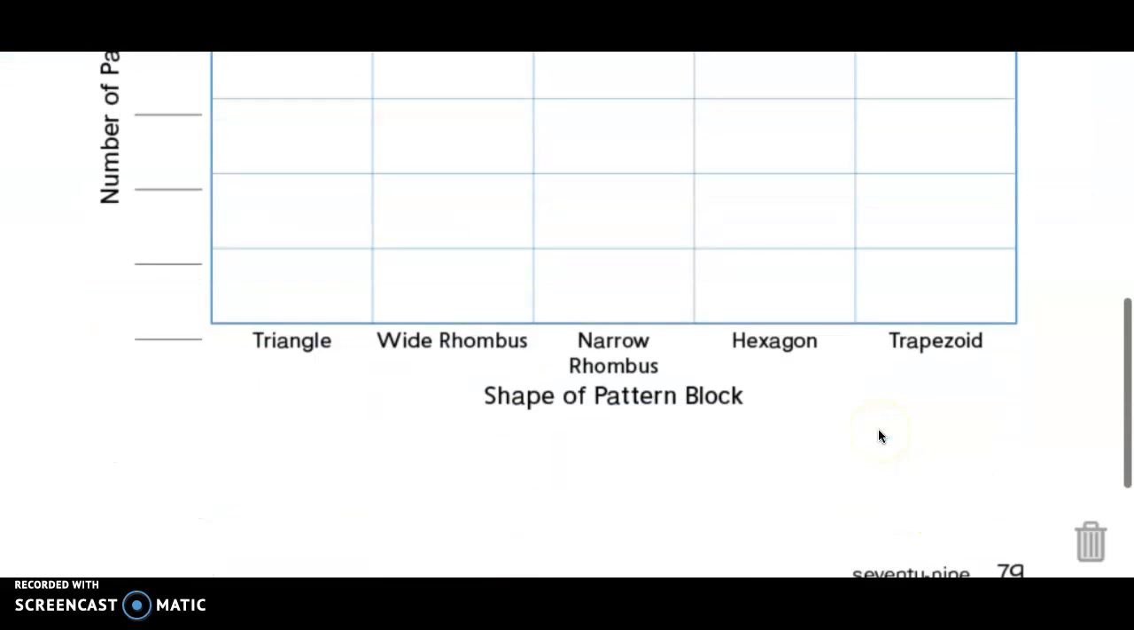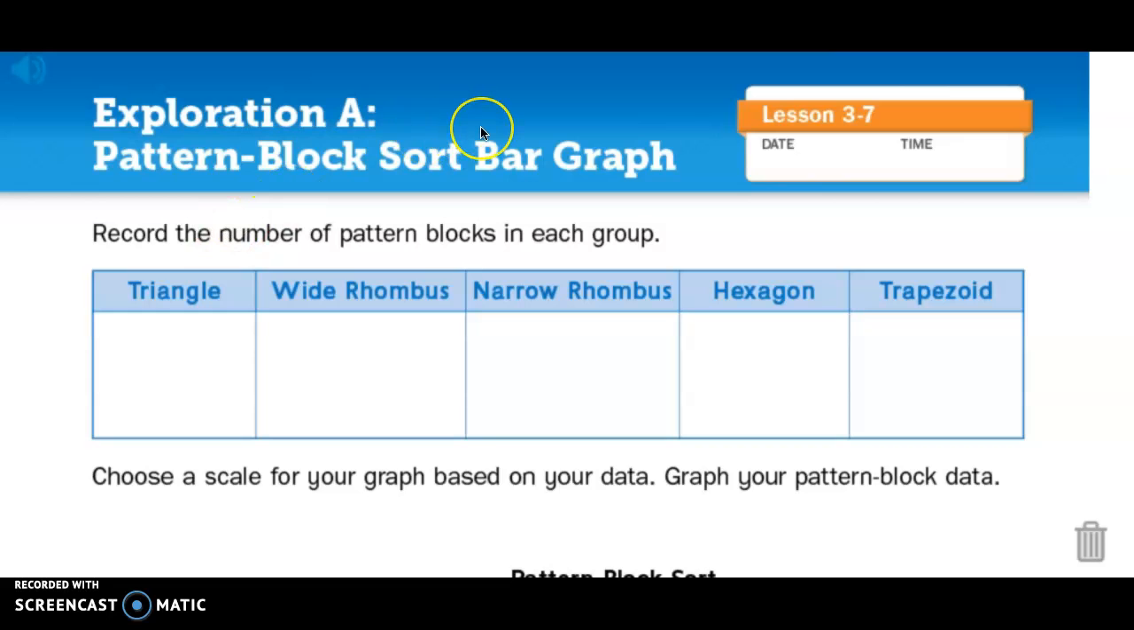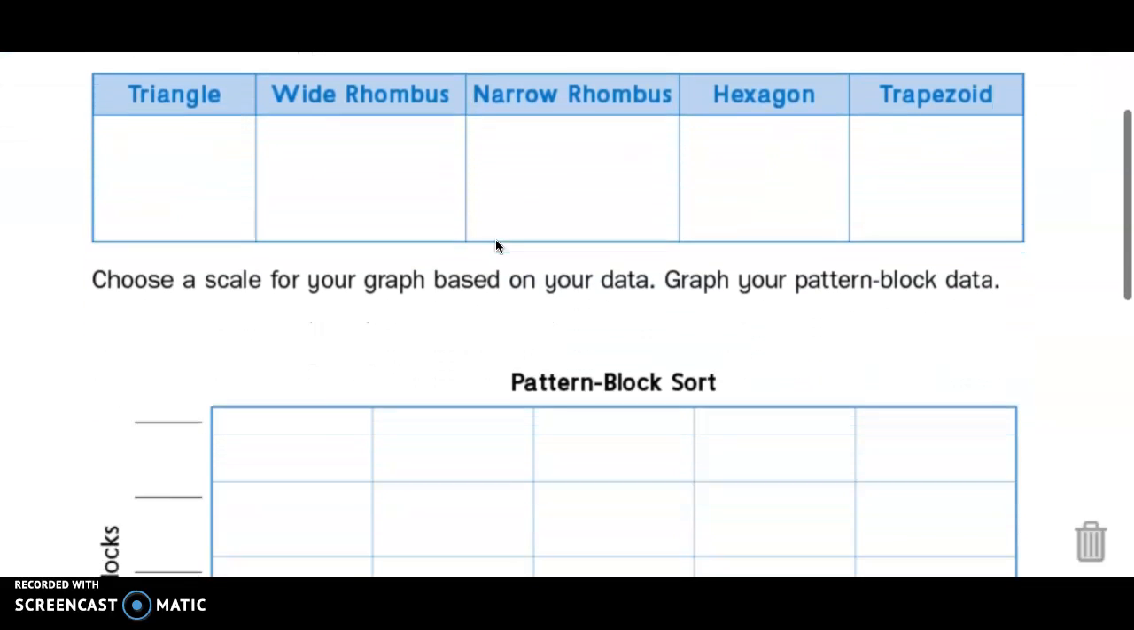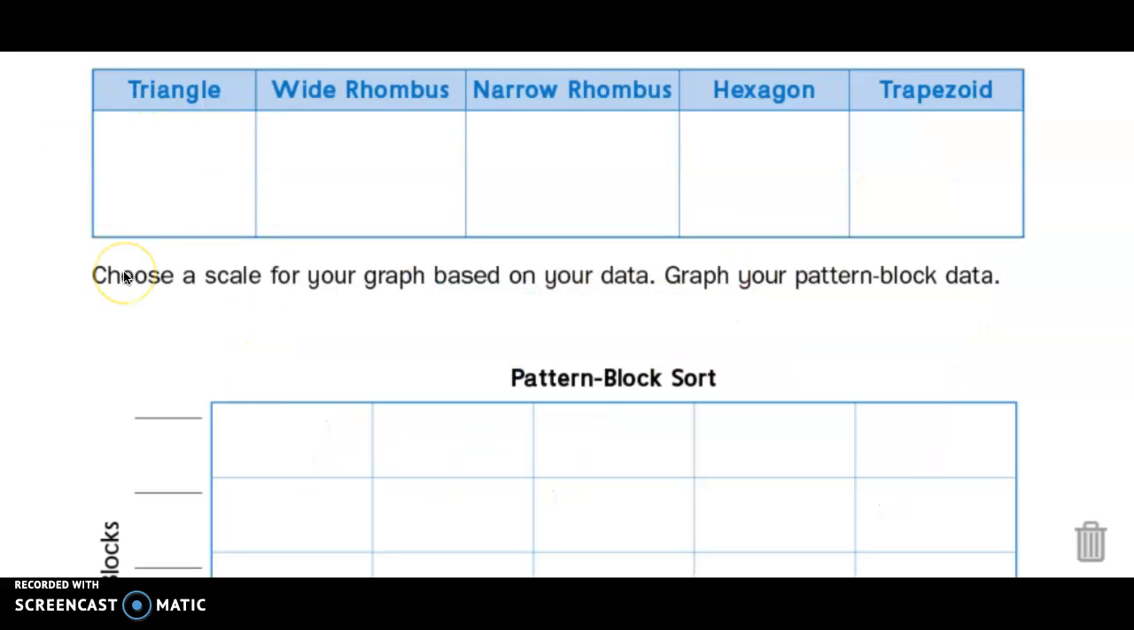All right, 3-7, we are on journal page 79, and we're working with pattern block sort bar graphs. So more bar graphs. Record the number of pattern blocks in each group. You don't have any pattern blocks at home, but I do. Here they are. Okay, so it says how many triangles are there?